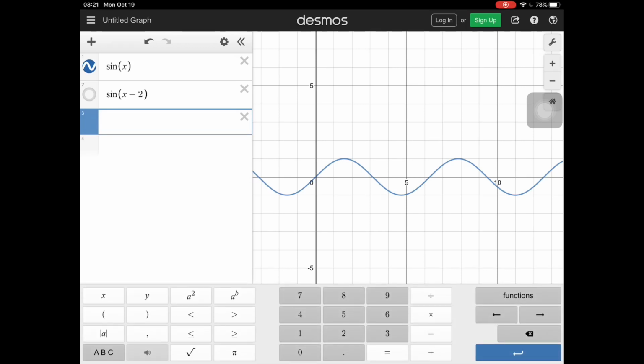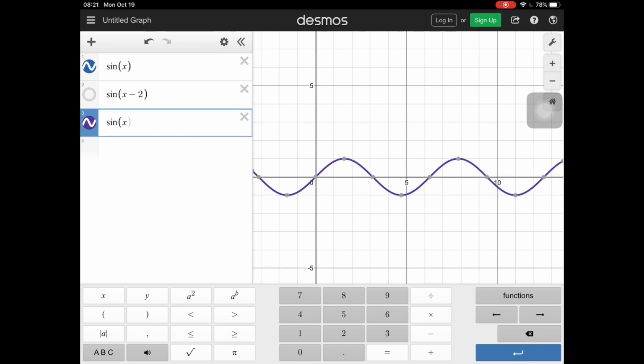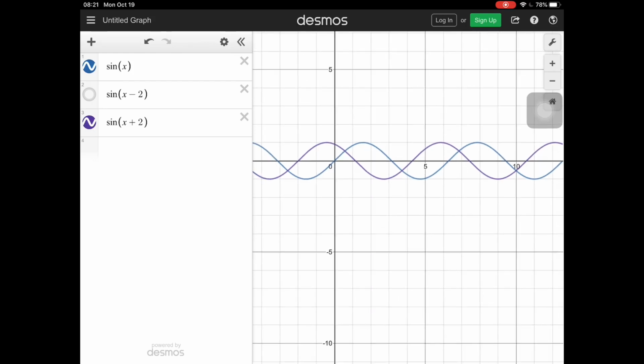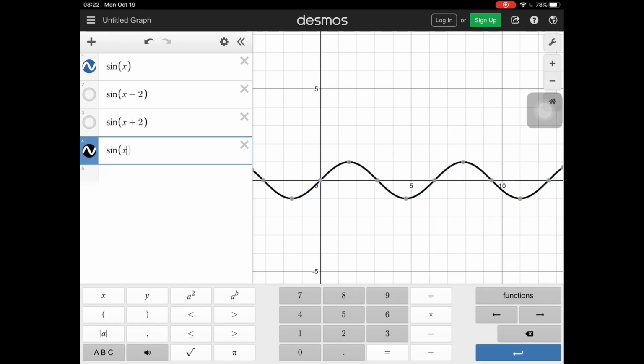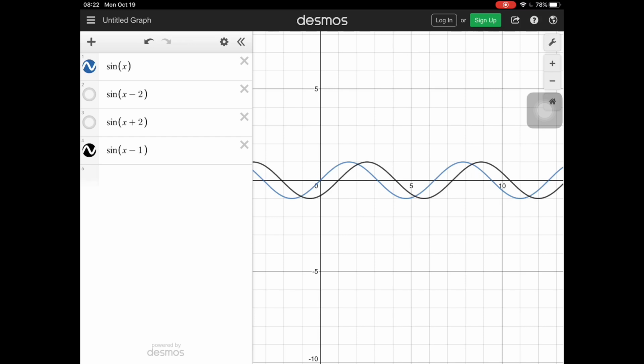Then if we do the opposite, sine of x plus 2, you would see that we have the same situation, but now the purple function moved 2 units to the left, right? And finally, the other example, I think it was sine of x minus 1, but it's the same thing, right? Sine of x minus 1, and you would see that all the function is displaced 1 unit to the right in this case. Okay, so that's the new thing about this. Let's go back.